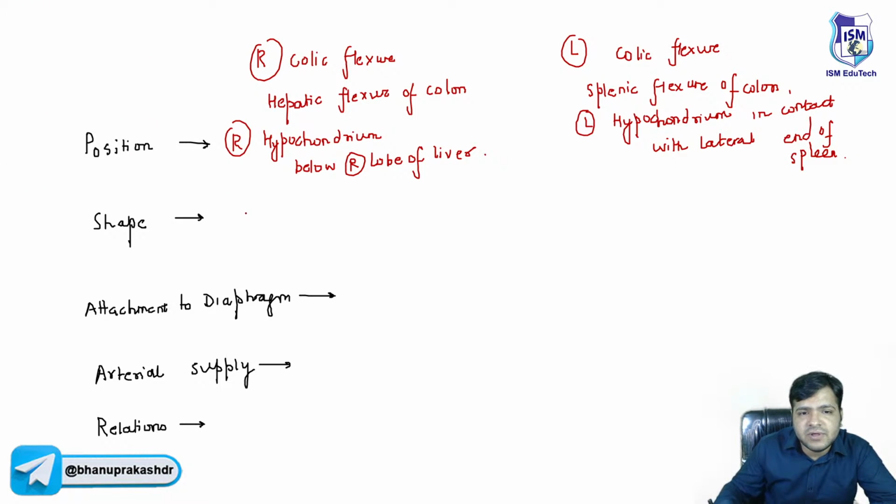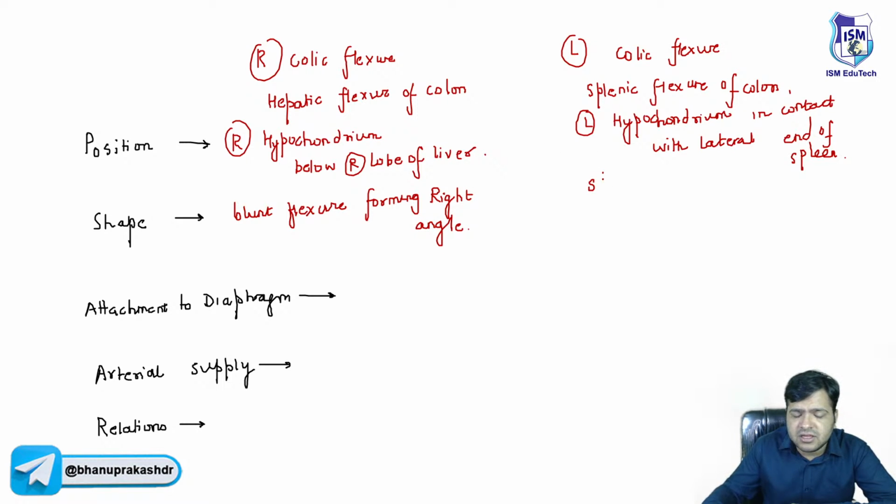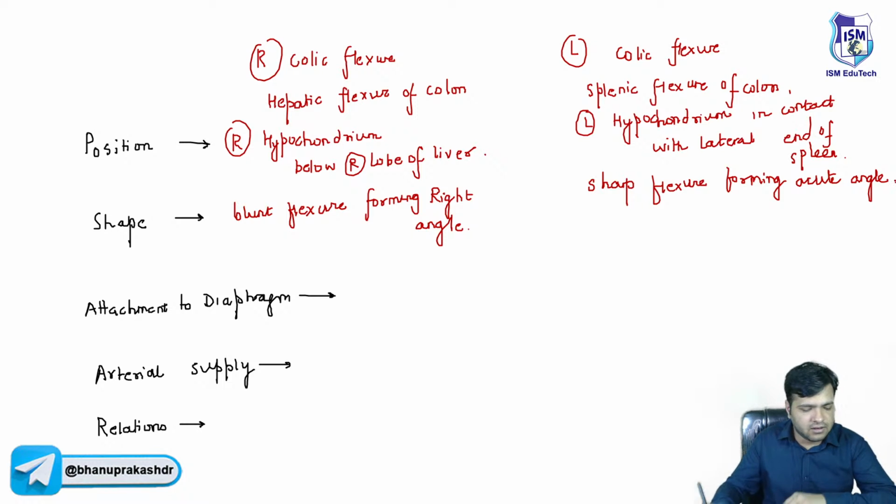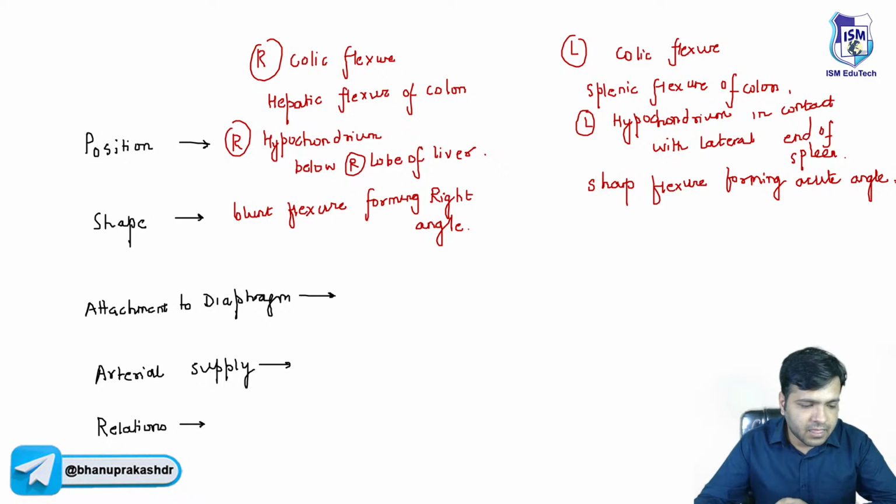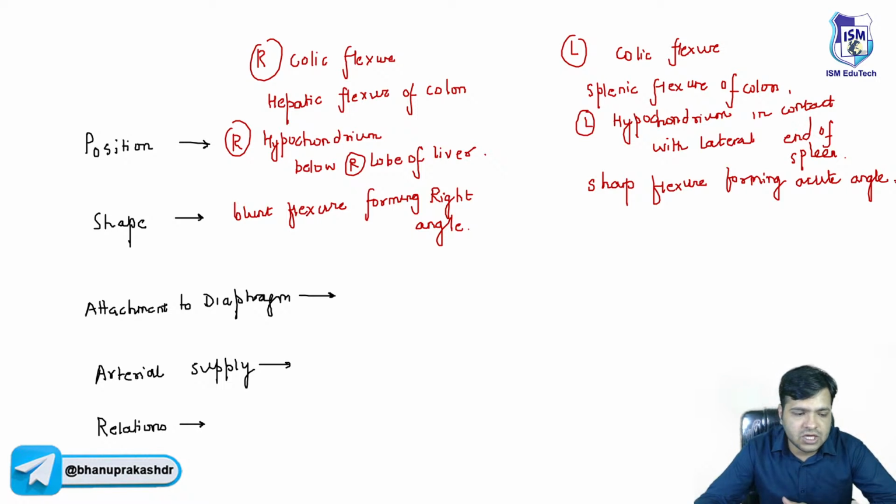Now remember the shape, beta. It is a blunt flexure, like a blunt knife, which has no sharp edge, and it forms a right angle, meaning a 90 degree angle. And remember, the other is a sharp flexure forming an acute angle. So we have the blunt flexure forming the right angle and the sharp flexure forming the acute angle.